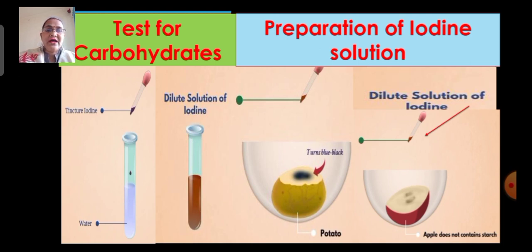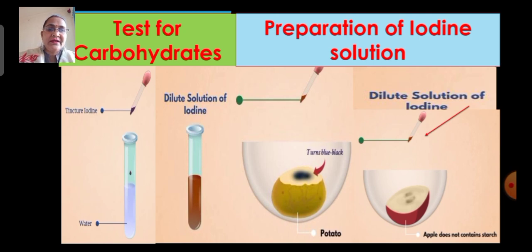Here, I have shown you this test for carbohydrate with the help of potato and apple. Here, if we put few drops of iodine solution on potato, its color turns to blue black. That means there is a presence of starch in potato.